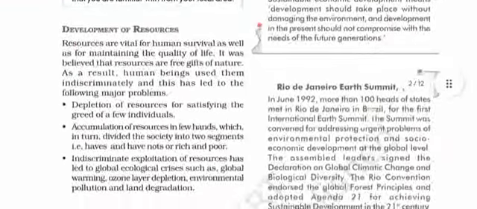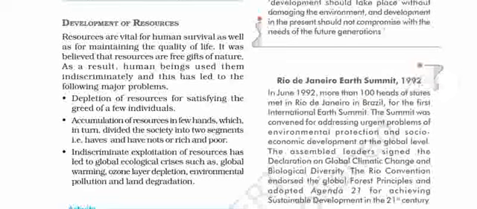We can skip activities and all. Development of resources. Resources are vital for human survival as well as for maintaining the quality of life. It was believed that resources are free gifts of nature.